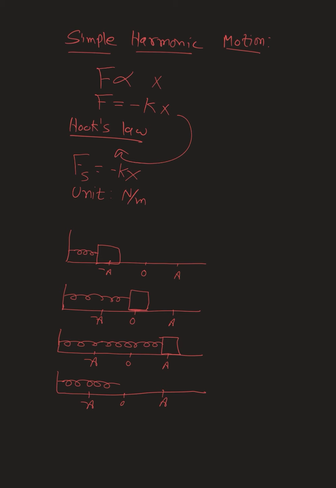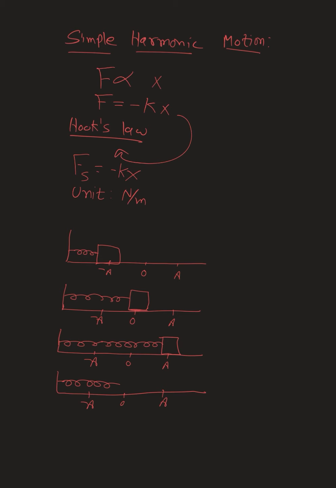Okay. So in this first diagram, what I have is a block attached to a spring. Of course, as you can see, there's negative A, 0, and A. A stands for amplitude, which is the maximum displacement. This is the maximum stretch or compression one can go.